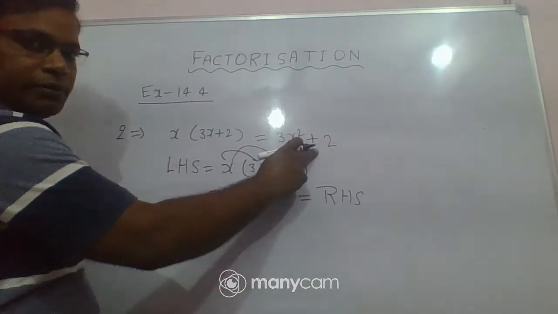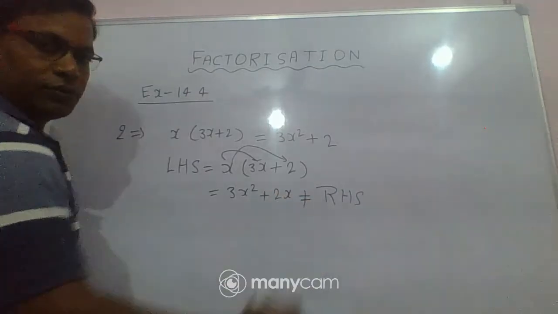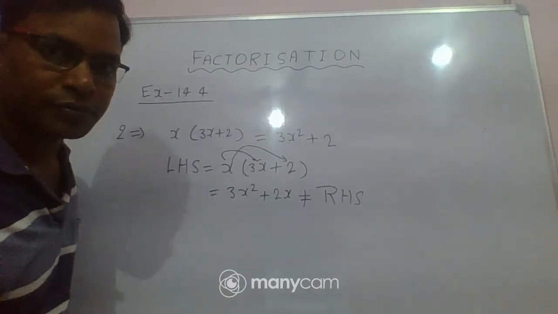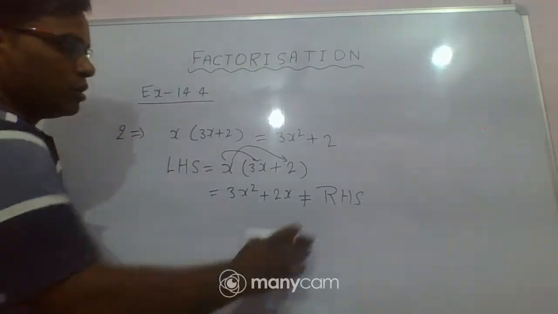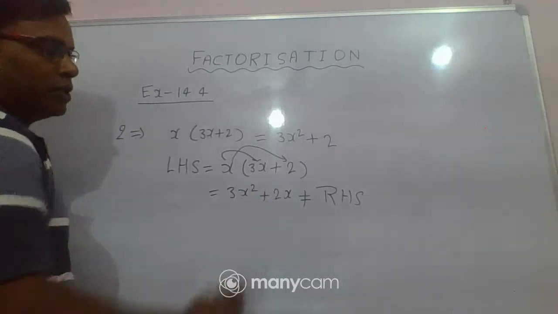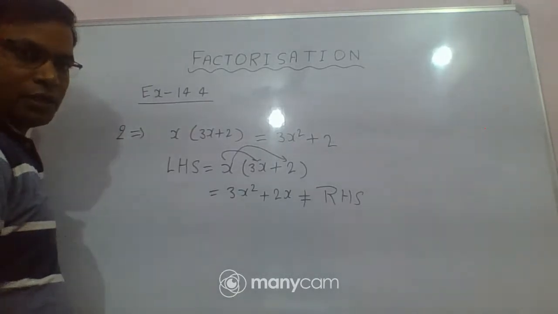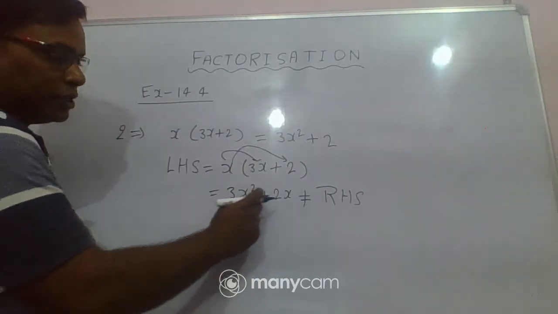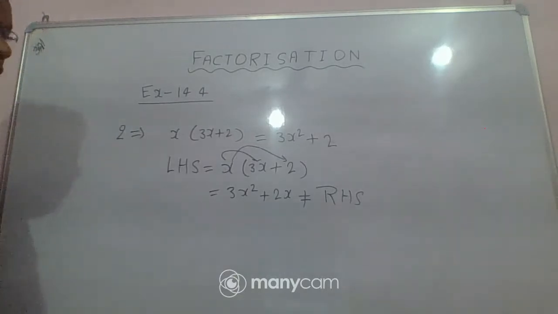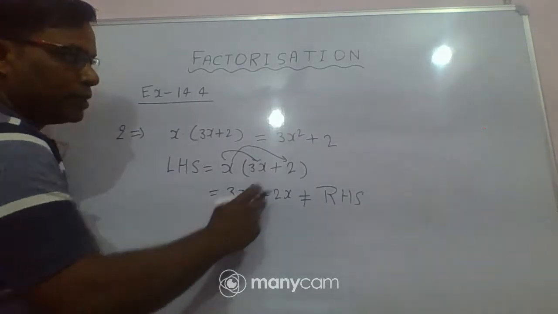So this is our right hand side. But here you can see the given mathematical statement, the right hand side is this. This is not equal to. Clear? We take the left hand side and solve it, we will obtain 3x square plus 2x, and this is not equal to the given right hand side. Our right hand side is here, but the given right hand side is this. So this is not equal.